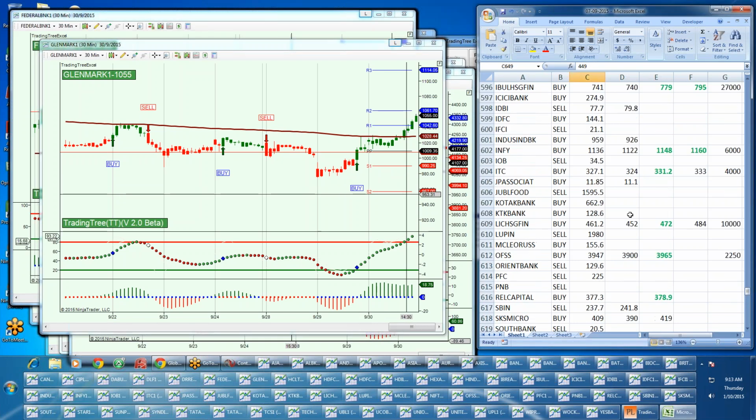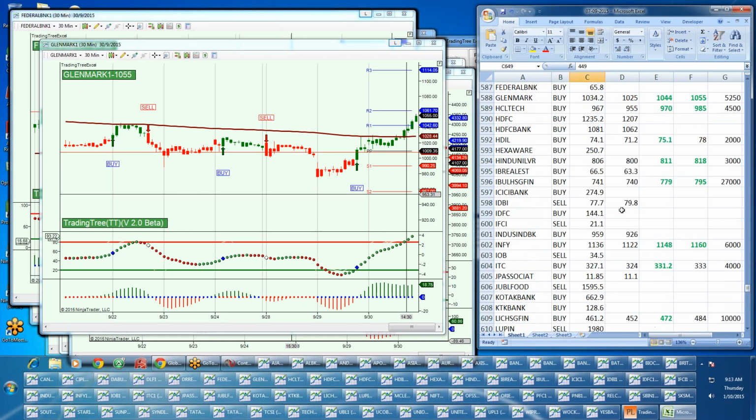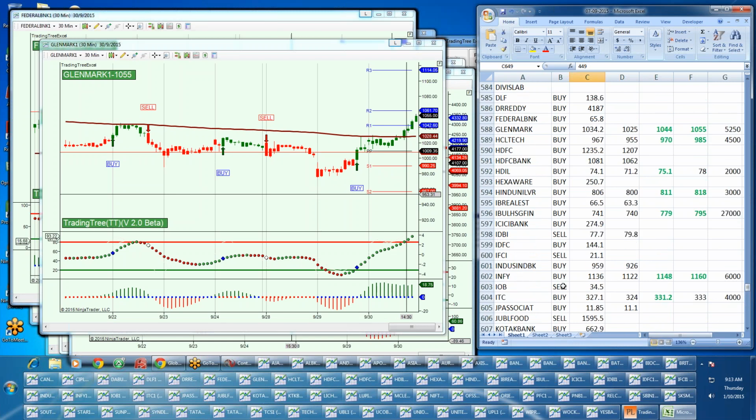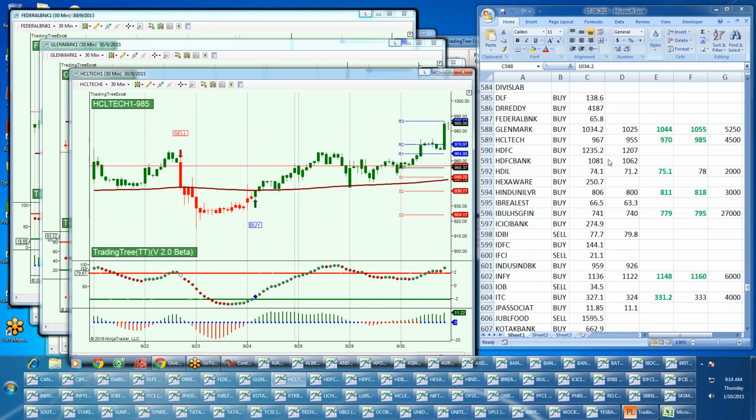Glenmark was another very good call we had yesterday. You can see that 1034 was our buy price. It made 1055. The same thing with HCL. 967 was the buy and it went up to 985.